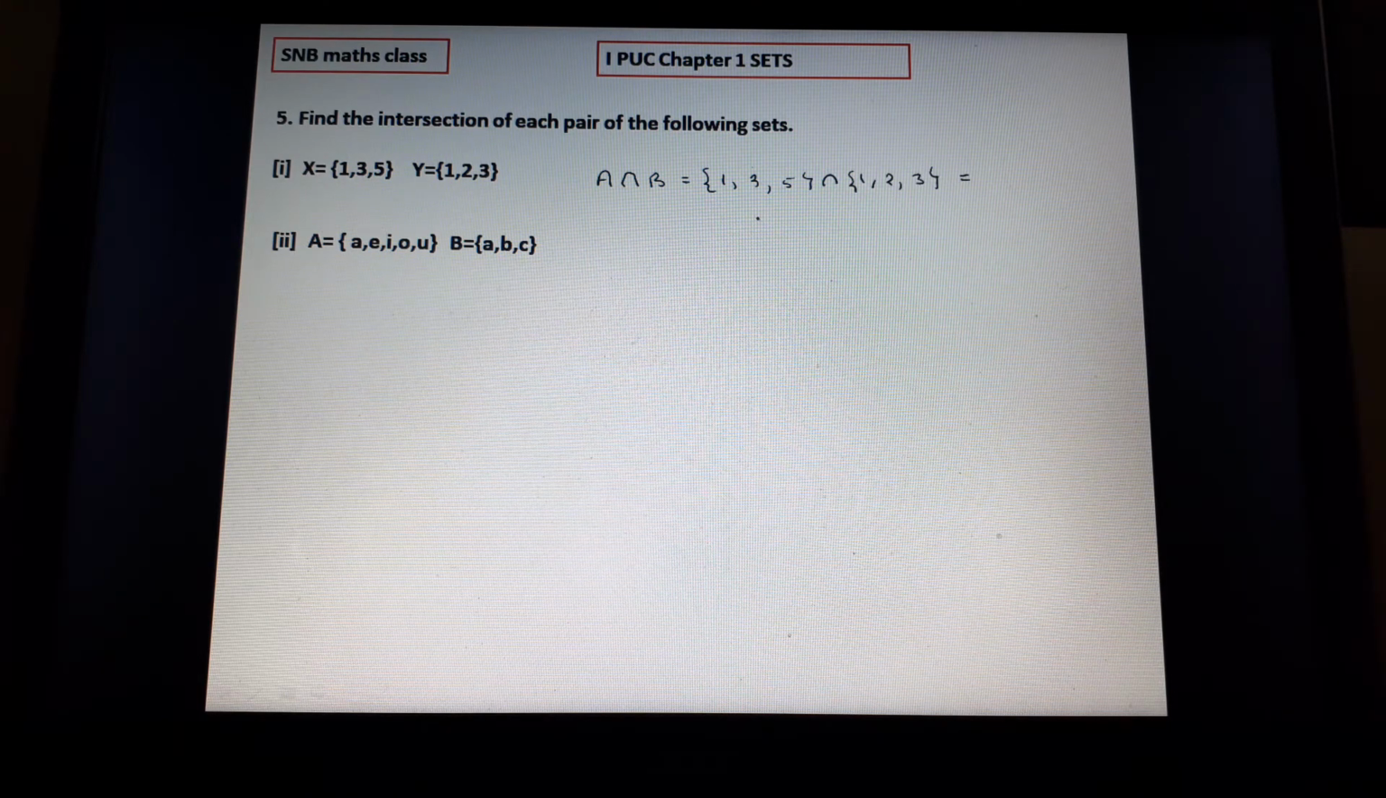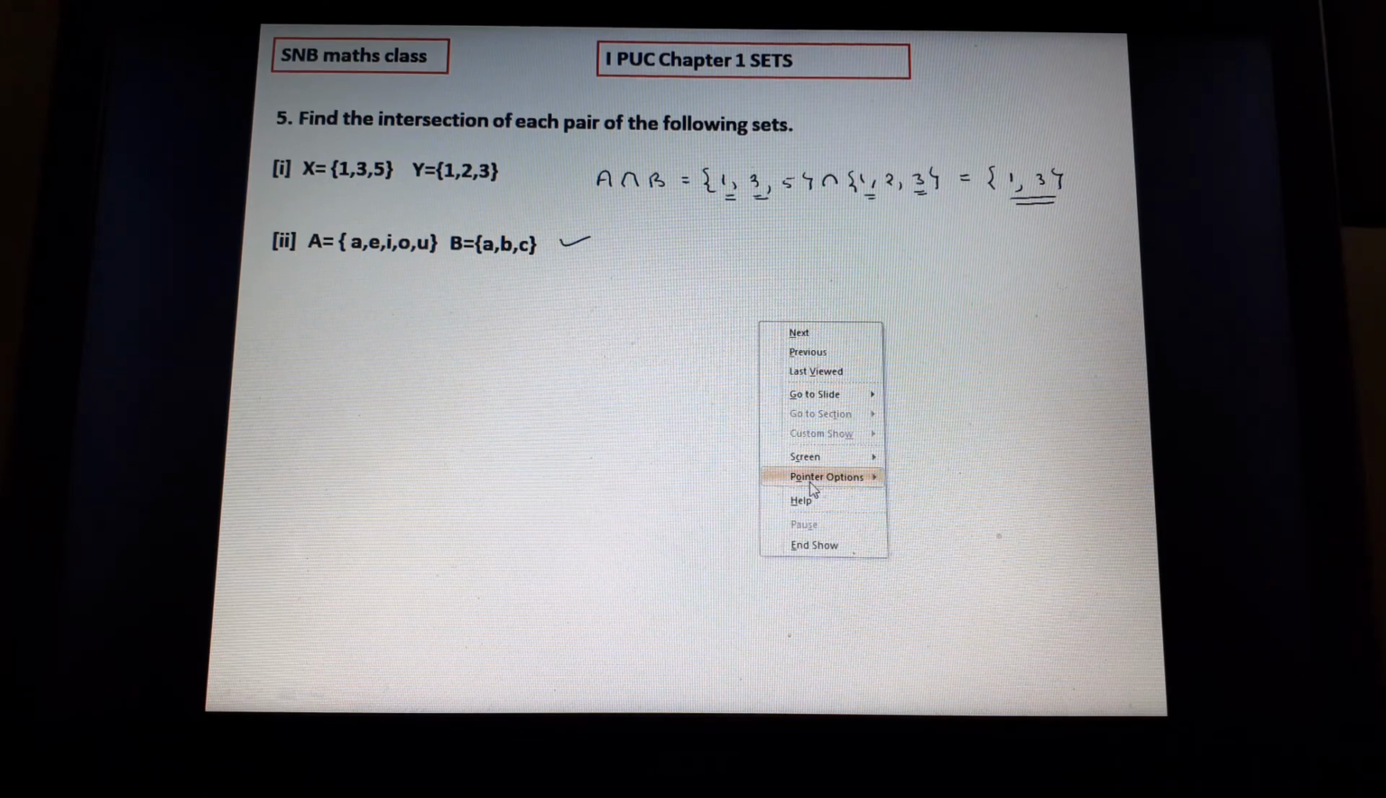Then what you have to do is, intersection means common elements. 1 is here, 1 is here. Therefore definitely I have to write 1. Then 3 is here, 3 is here. So I have to write 3. And 2 is not common, 5 is not common. I should not write them. So this is the intersection. Same way you can try this one. This is not difficult. Now let us take another type.